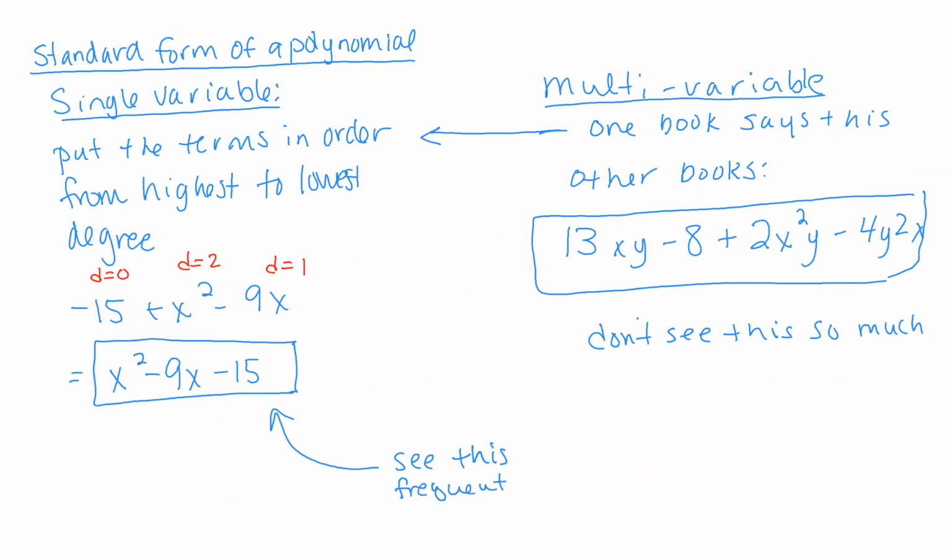I'm not going to put a lot of emphasis on standard form because it's not something that you have to lose a ton of sleep on. But later when we talk about factoring, you do start with your polynomials in standard form and so forth. But it's going to be pretty easy stuff like this example with x squared minus 9x minus 15.